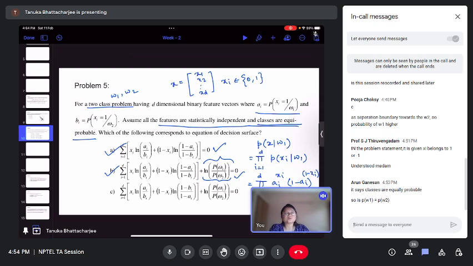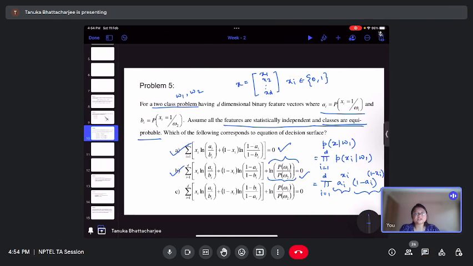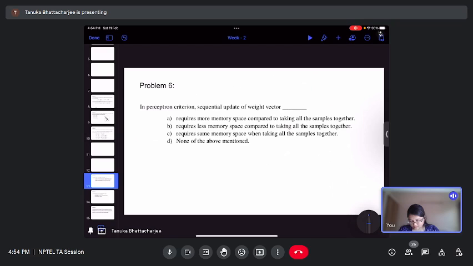Okay, so let us move on to the next part of our problem solving session. Next, we will talk about perceptron criteria. So, in the class lectures, you have seen the perceptron algorithm, where the idea is that you have the data points, let's say x, from both classes.